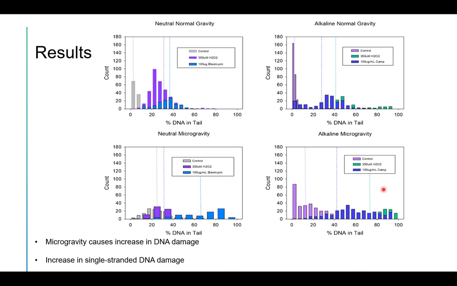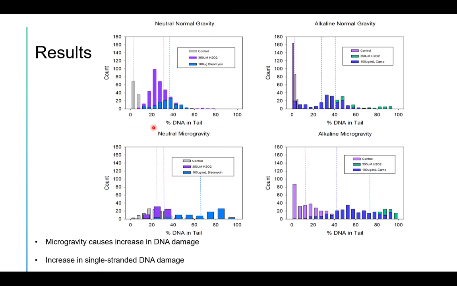For my results, we used two different variations of the comet assay to measure the relative abundance of double-stranded breaks, which is a neutral assay, and single-stranded breaks, which is an alkaline assay. HEK cells exhibit a higher sensitivity to microgravity because there is an increase in the percentage of damage in the controls in microgravity compared to normal gravitational conditions, seen by these lines here.